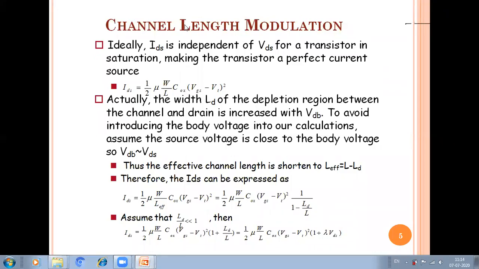In the case of BJT, the same effect is also present, and it is called base width modulation. So this is channel length modulation. Now here I have shown how the effective channel length is formed. This L means the length of the channel, after the channel length modulation effect.